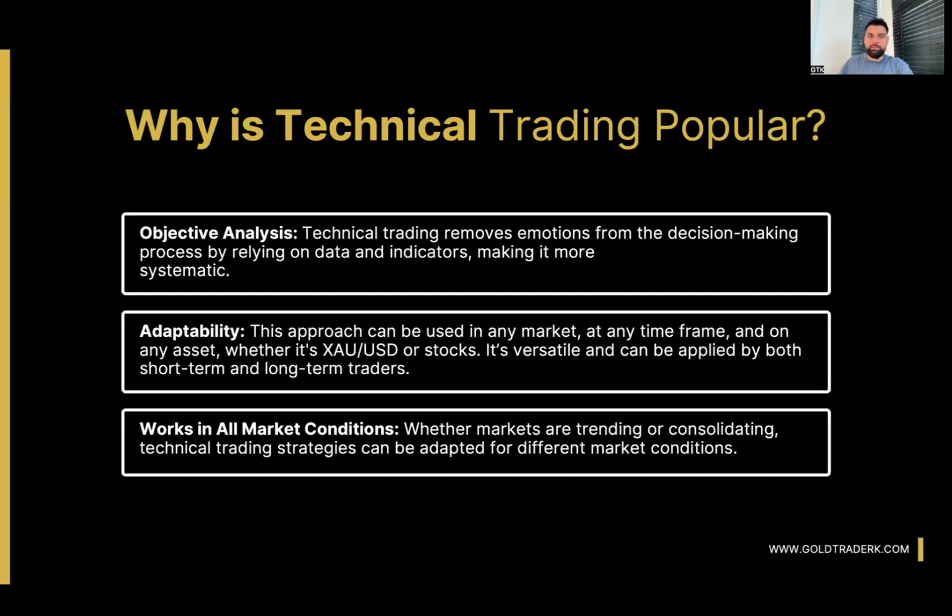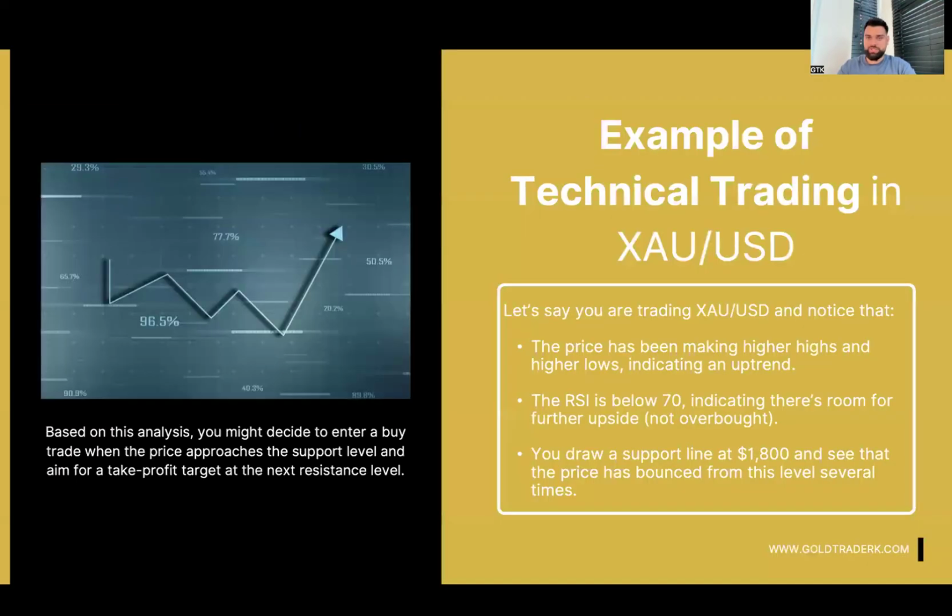Why is technical trading popular? Number one, objective analysis. Apologies. Technical trading removes emotions from the decision-making process by relying on data and indicators, making it more systematic. Number two, adaptability. The approach can be used in any market, at any time frame, and on any asset, whether it's gold or stocks. It's versatile and can be applied by both short-term and long-term traders. Number three, it works in all market conditions. Whether markets are trending or consolidating, technical trading strategies can be adapted for different market situations.